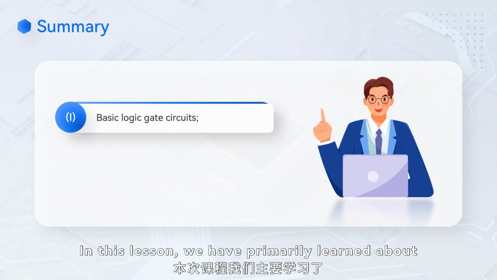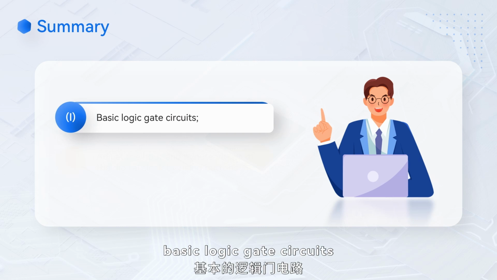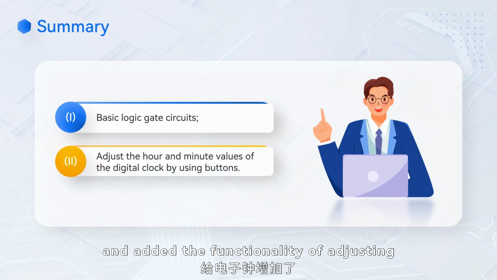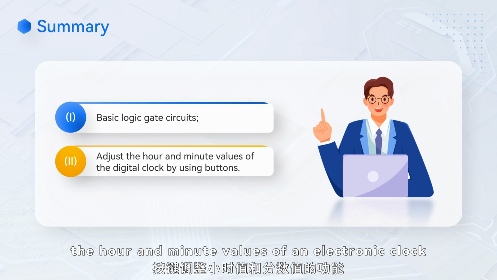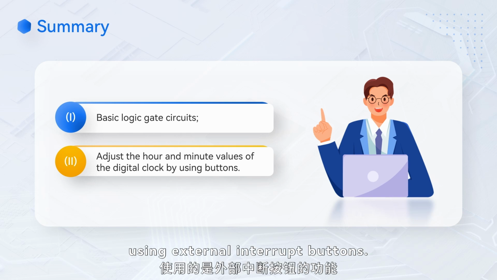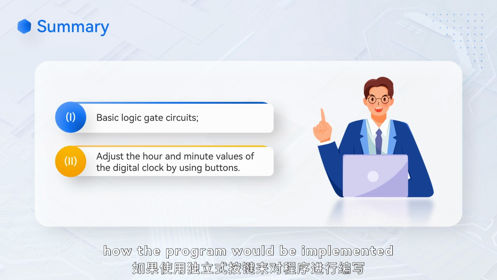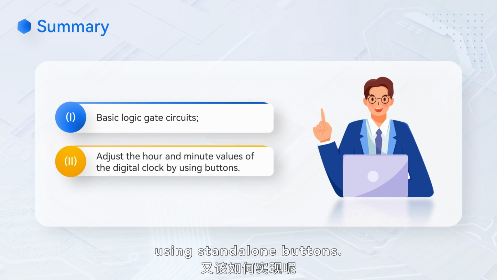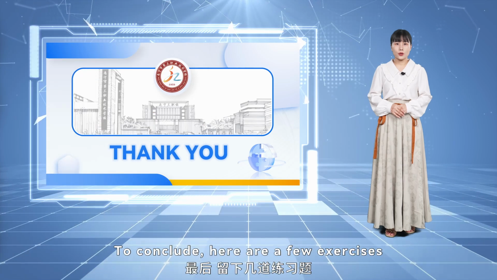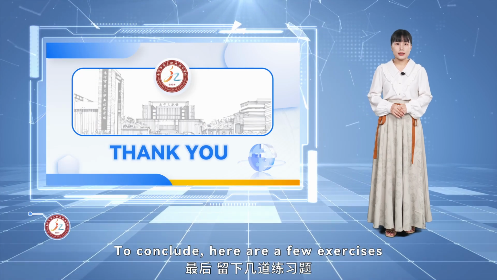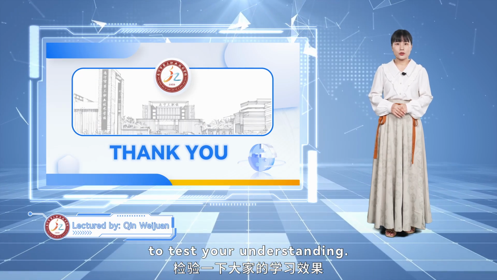In this lesson, we have primarily learned about basic logic gate circuits and added the functionality of adjusting the hour and minute values of an electronic clock using external interrupt buttons. After class, please consider how the program would be implemented using standalone buttons. To conclude, here are a few exercises to test your understanding.